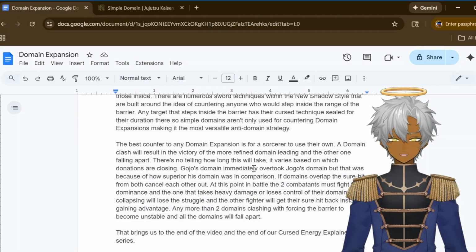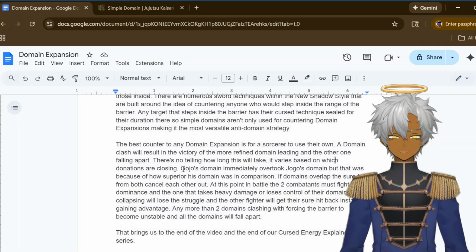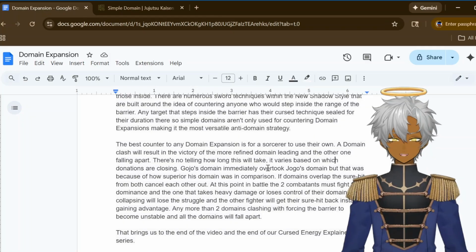So Gojo's domain immediately overtook Jogo's domain. Sorry, these name changes are so annoying. We have Toji, Todo, Yuji, Gojo, Jogo. It's so annoying. Yuta, Yuka. Anyway, Gojo's domain immediately overtook Jogo's domain, but that was because of how much superior his domain was in comparison.